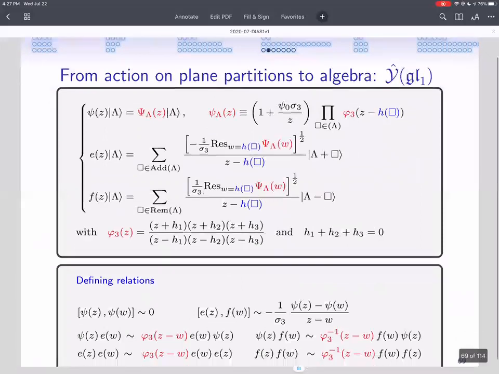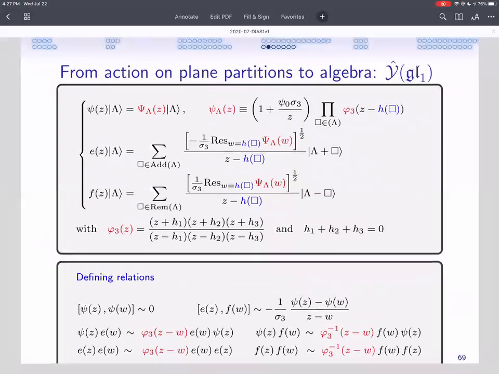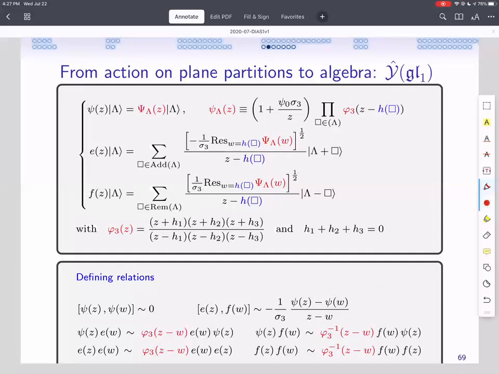So now we go back. How do we get the algebra from the action? If you look at the action of the affine Yangian of gl_1 on the plane partition, you see that the main ingredient in this charge function is this. There is only one function here, phi_3, and phi_3 appears in the defining relations here.